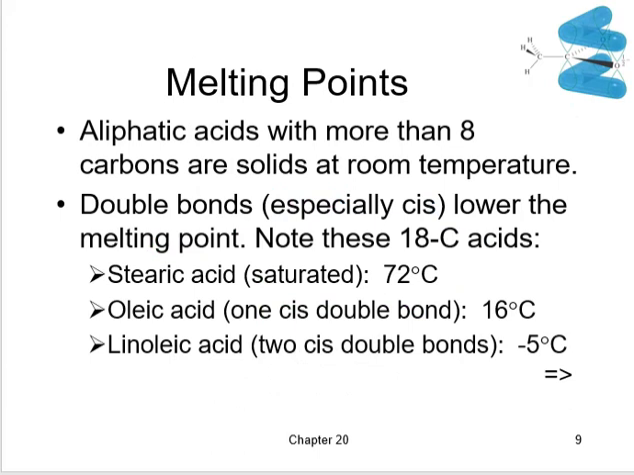Melting points: aliphatic acids with more than 8 carbons are solids at room temperature. Double bonds, especially the cis isomer, lower the melting point. So, stearic acid, oleic acid, linoleic acid.